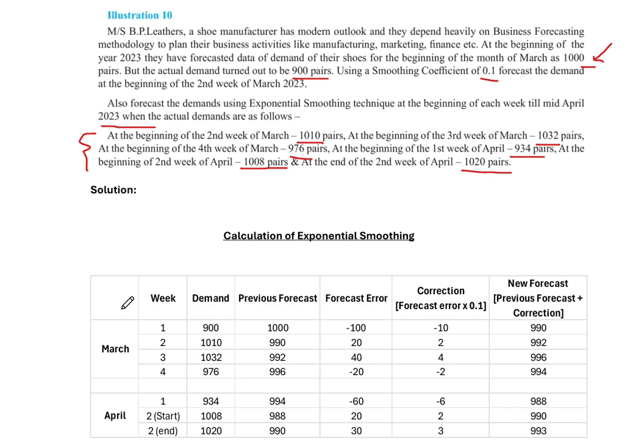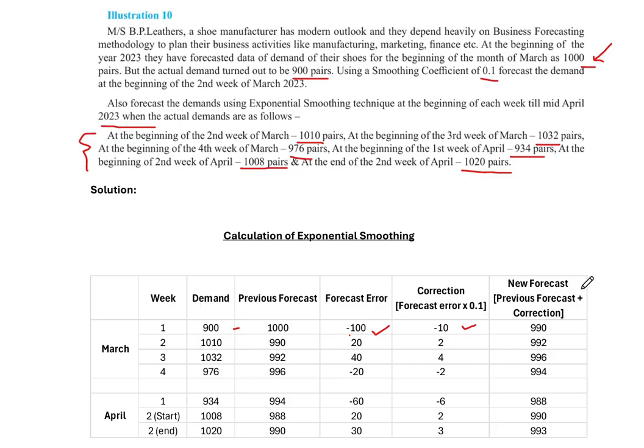First, we create a simple table with the week-wise data. For the month of March, first week demand is 900 and the forecast value is 1000 pairs. So forecast error will be demand minus previous forecast, 900 minus 1000, which is minus 100. Now we multiply this forecast error by 0.1, the smoothing coefficient given in the question. Minus 100 into 0.1, so the correction will be minus 10.